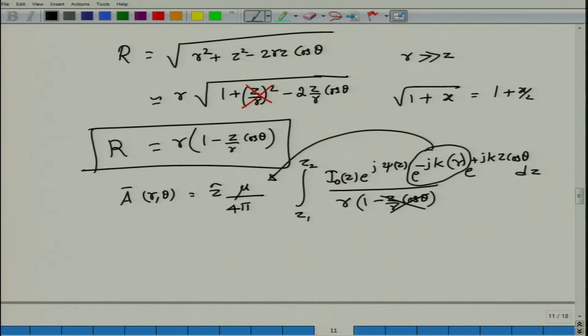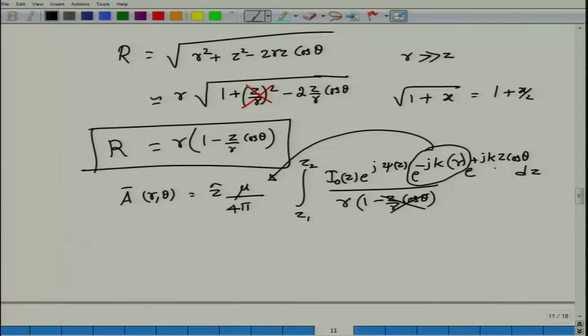You might ask, why am I neglecting this in the denominator but I am not neglecting the same thing in the numerator? Watch closely. You have a kz cos theta. If I change z over a very small value, z cos theta is also small, but it is getting multiplied by this k, right. So k is very large, and if I change z cos theta such that kz cos theta goes from 0 to pi, then we have completely inverted the current distribution.